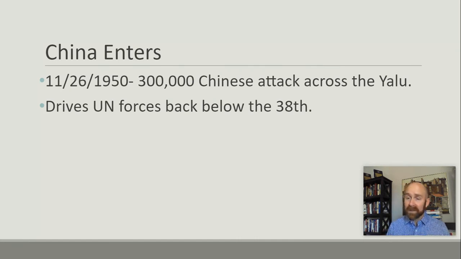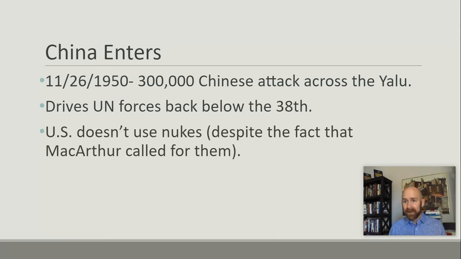So now, again, told you the 38th is important. We're back into South Korean territory. Seoul will fall again. And it's at this point that MacArthur is advocating for the use of nuclear weapons, again, which would probably start World War III. Most military experts think that dropping nukes is a bad idea, but MacArthur's advocating for them.